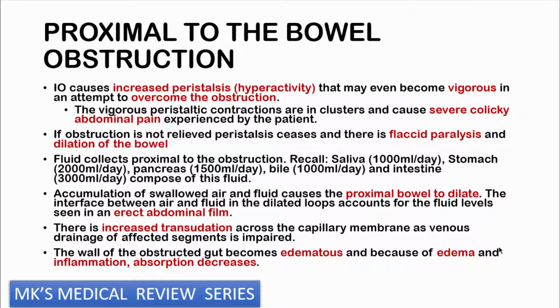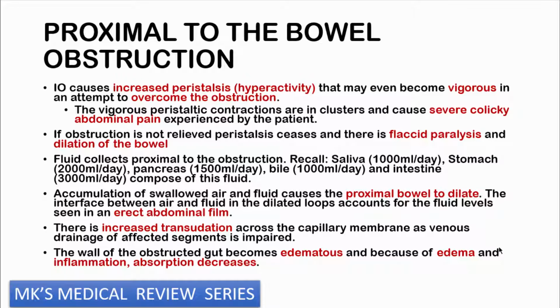And where are these things accumulating? They're accumulating prior to the obstruction. So you have 1,000 from saliva, plus 2,000 from the stomach, that already makes 3,000, plus 1,500, that makes 4,500, plus 1,000 from bile, that makes 5,500, plus 3,000 from the intestines, that's about 8,500. So you have about 8,500 mils or 8.5 liters proximal to the obstruction in a day. So this fluid is accumulating in the gut.